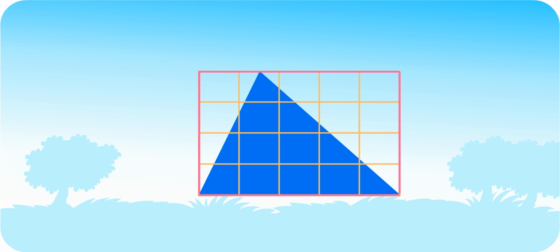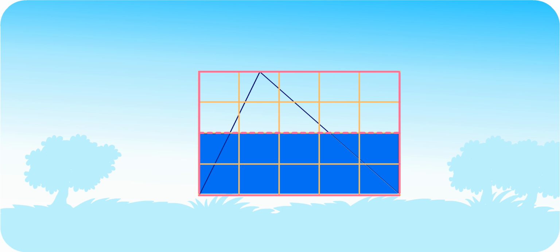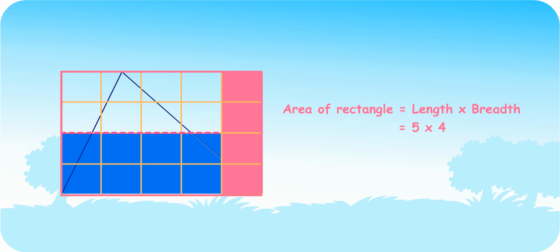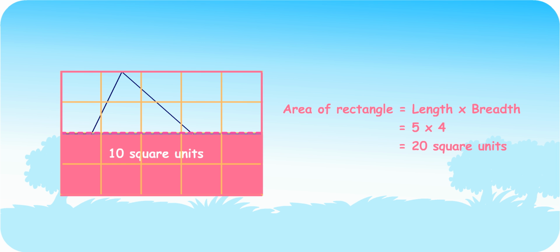What can you tell about the triangle and the rectangle now? Wow! The triangle is actually half of the rectangle, and the height and the base of the triangle are equal in units to the length and the breadth of the rectangle. Yes. Therefore, if we find the area of the rectangle and divide it by 2, we get the area of the triangle. Area of rectangle equals length times breadth equals 5 times 4 equals 20 square units. Half of that is 10 square units, which is the area of the triangle.